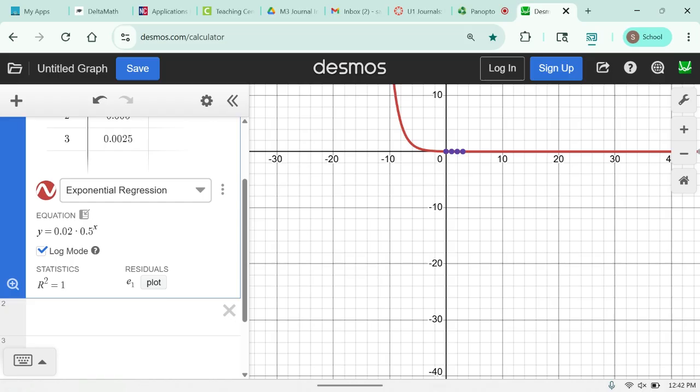By the way, you can use this trick if you have to find any equation from a table, depending on what they ask you to find. If they want a linear function, use a linear regression. If you want a quadratic function, use a quadratic regression. If you want a cubic, use a cubic regression, so on and so forth. Exponential regression? Anything that's on that drop down is your regression.